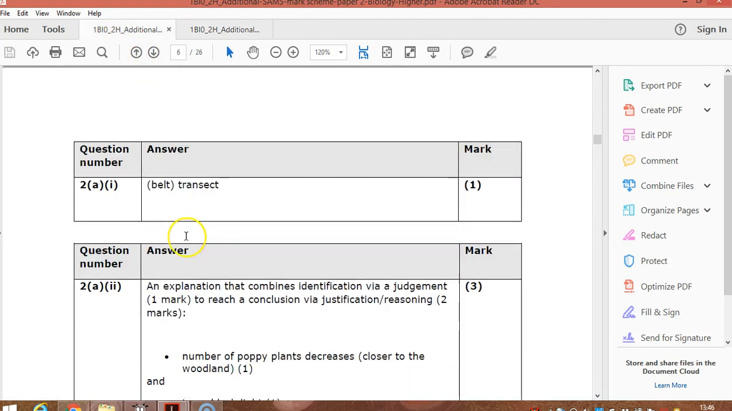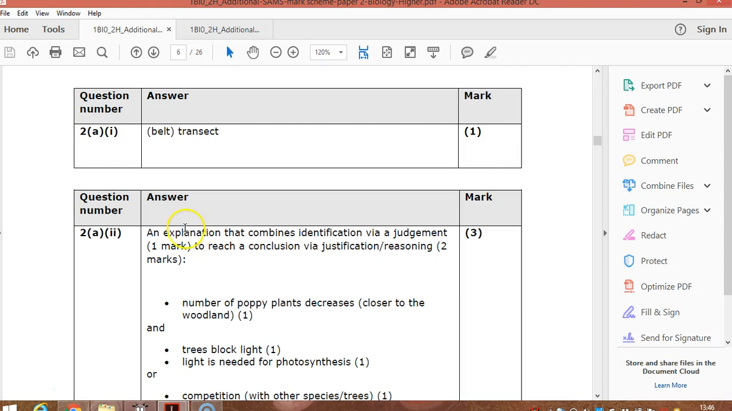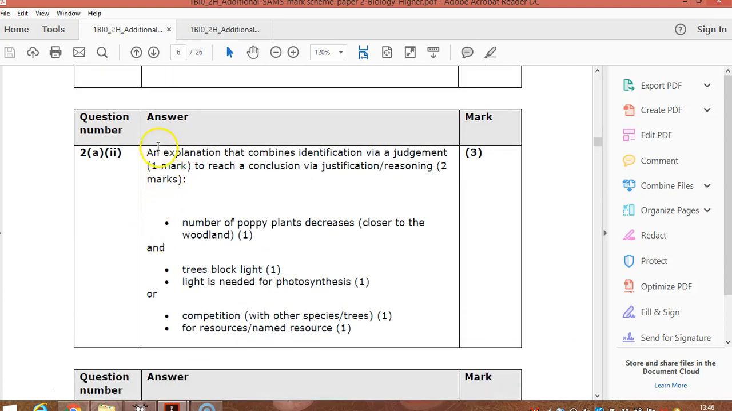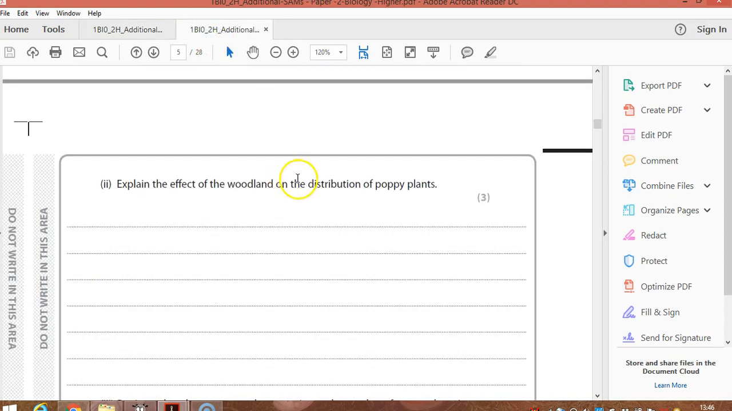Right, so here we have it again. For explain questions, they say an identification via a judgment and then a conclusion. The identification is normally 1 mark, and then the conclusion is the rest of them. So what you should have said is the poppy plants decrease as you get close to the woodland because the trees block light and light is needed for photosynthesis. So that's kind of the practical you probably would have done.